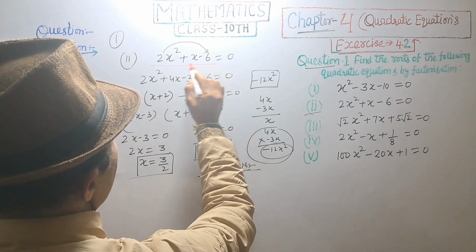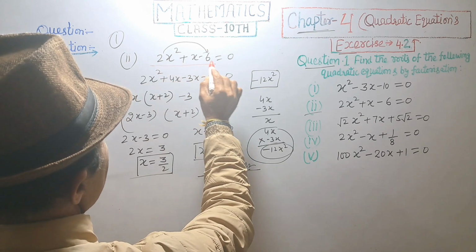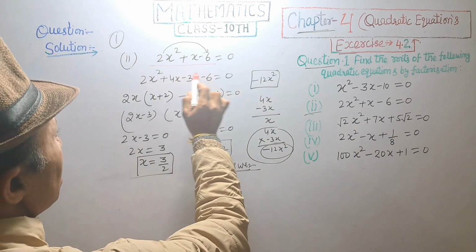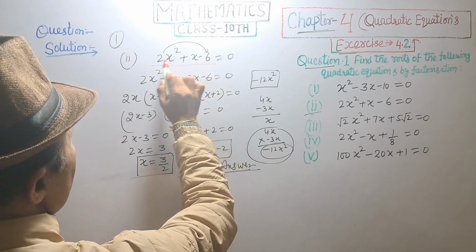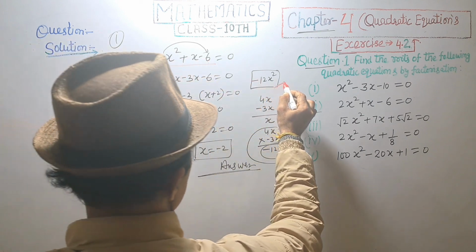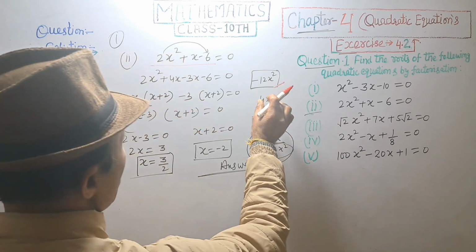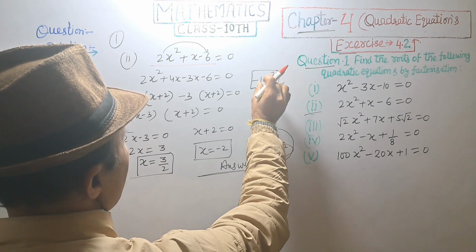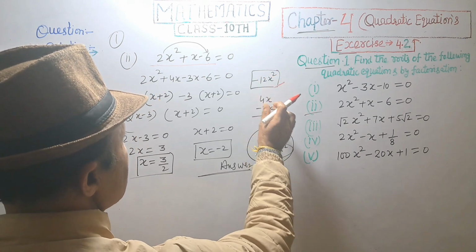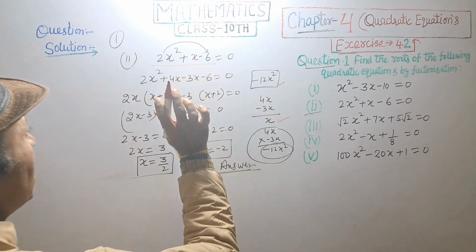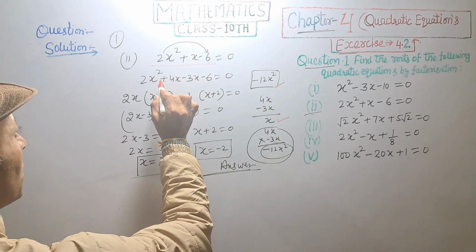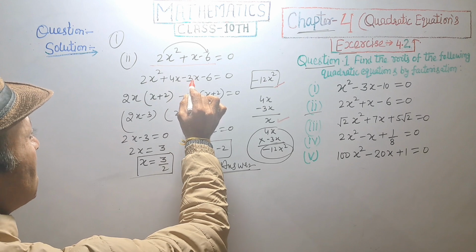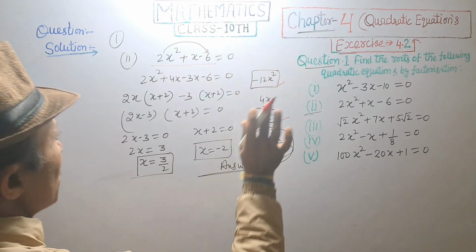Given quadratic equation is 2x square plus x minus 6 equal to 0, and splitting middle term, product of first and last number equal to minus 12x square, but 4x into minus 3x will be minus 12x square, and 4x minus 3x equal to x.